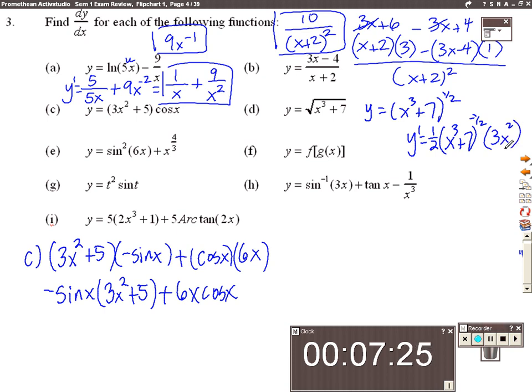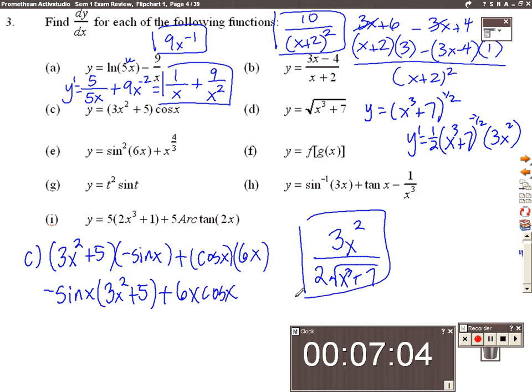In writing my final answer, which again I'm going to bring down here, I would have 3x squared in the numerator. The 2 from the 1/2 is already in the denominator, and because I have a negative power, I'm going to bring that to the denominator and get 2 times the square root of x cubed plus 7 as my final answer for letter D. I'm going to clear this, and I'm going to make room for the next few problems.